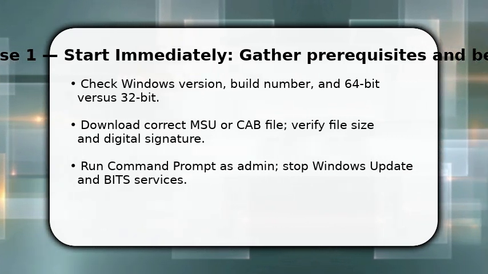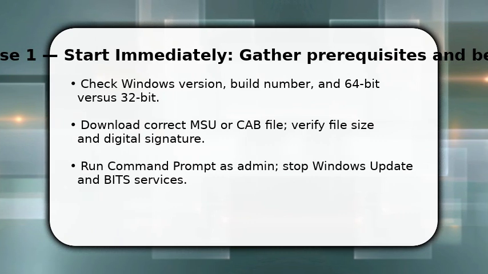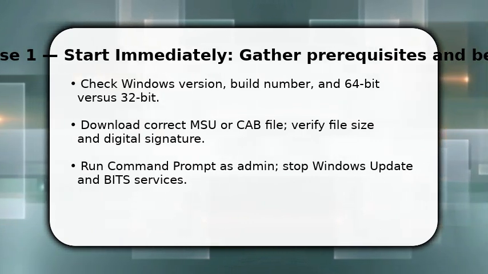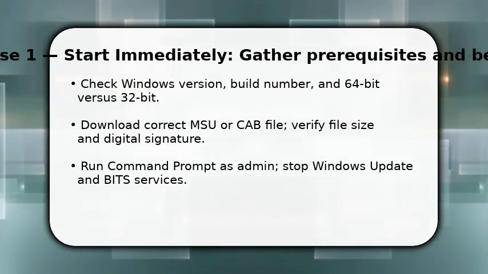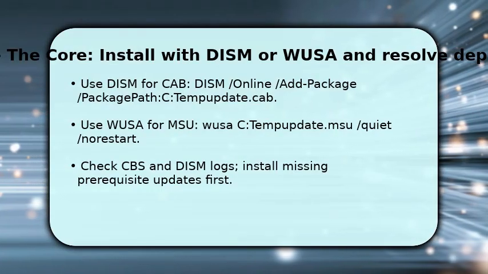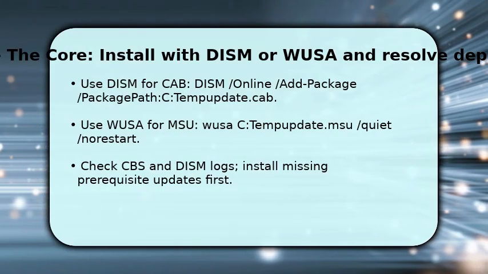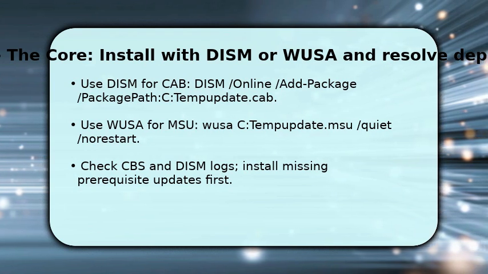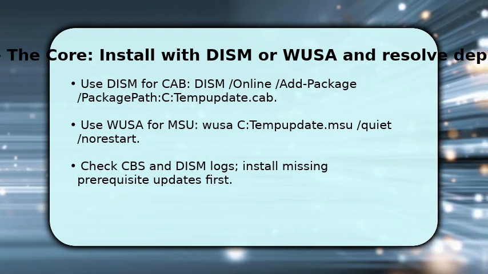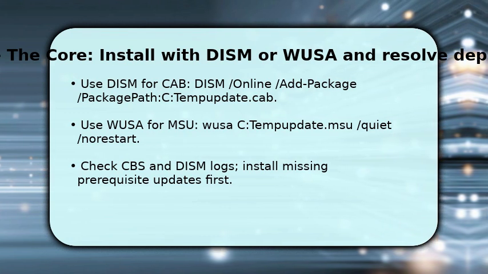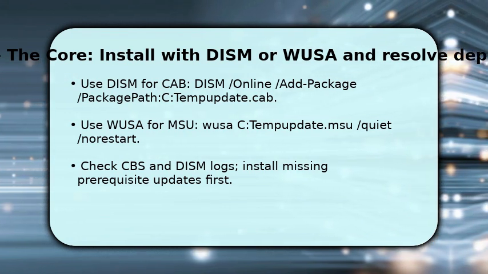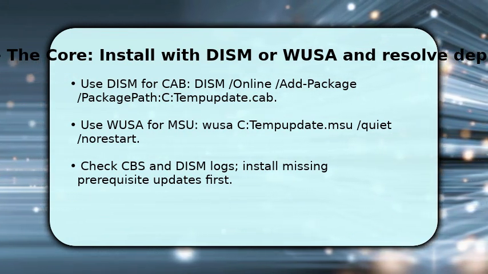Once services are stopped, move the update file to C:\temp and prepare the DISM or WUSA command you will run next. Now you perform the installation. For CAB files, use dism /online /add-package with the exact path, because DISM handles package dependencies more reliably. For MSU, use wusa with /quiet and /norestart to control reboot timing.